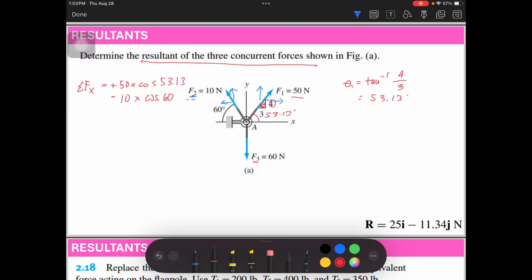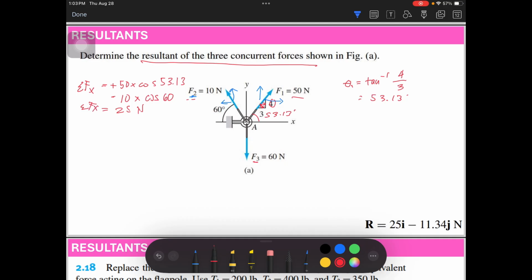Then, going to F3, it's directed vertically downward. So, wala yung horizontal component. So, isummation na natin to. It is equal to positive 50 times cosine 53.13, and then minus 10 times cosine 60 degrees. This is 25 Newton. That is your Fx.